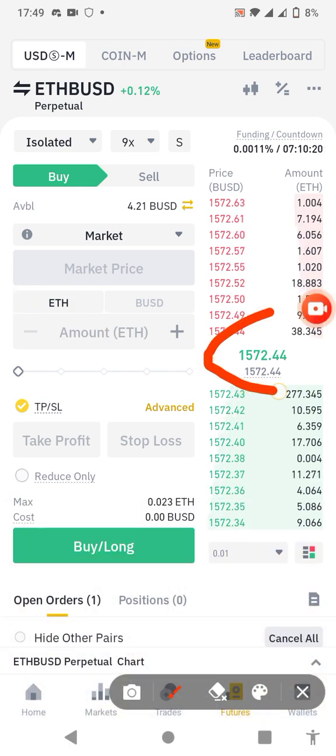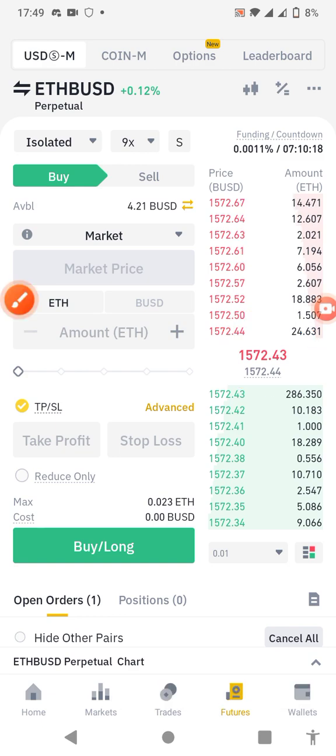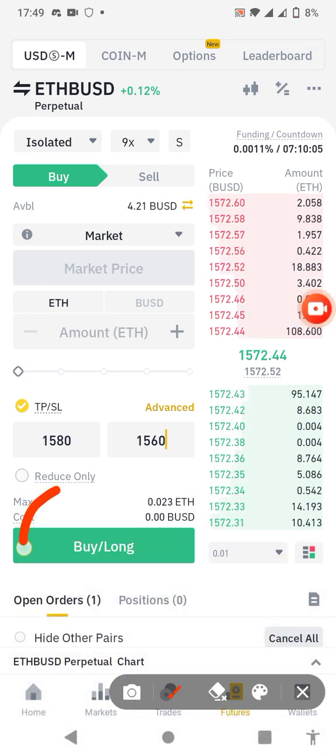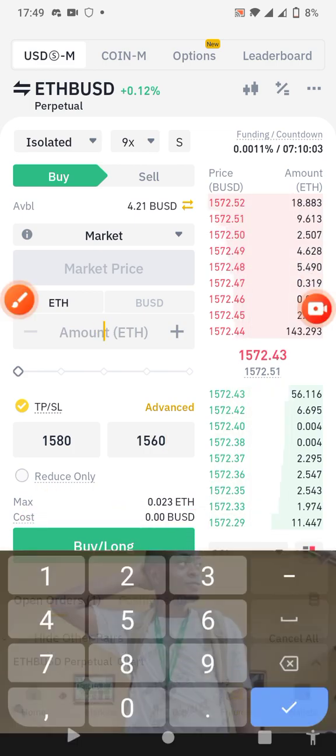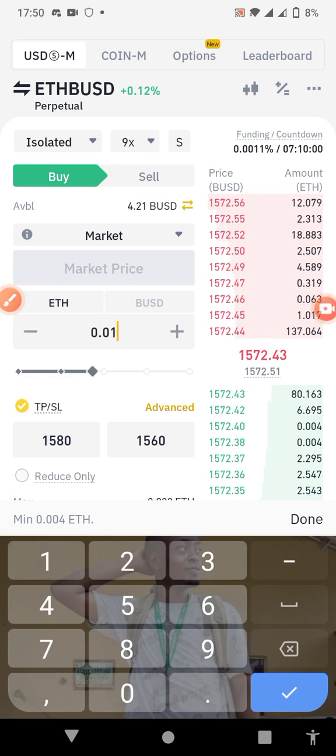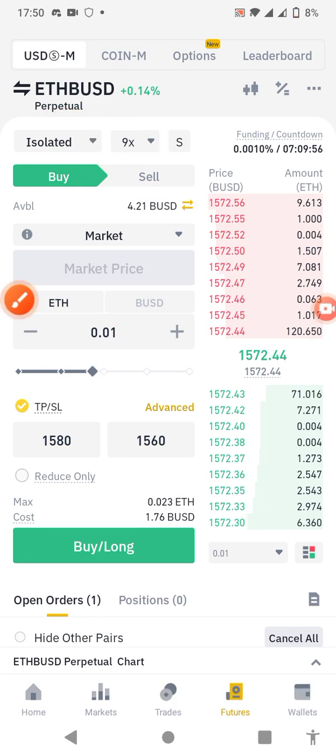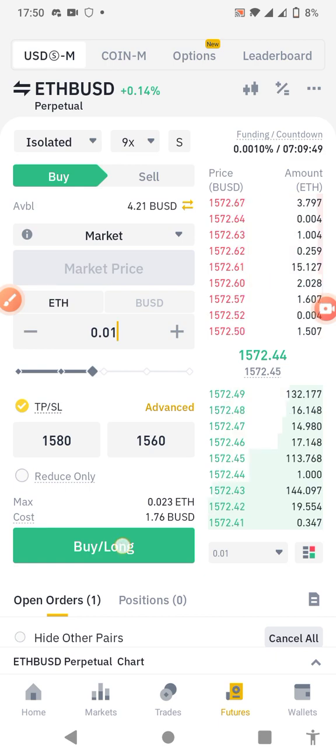it will activate the order immediately, and my stop loss will be the same. My take profit will be 1580. My stop loss will be 1560. So all you need to do now is to set the amount of Ethereum you want, 0.01. You can see my leverage is in check and my margin is in check. This trade can neither be a profit nor a loss because no analysis was done. I'm just using this as an example. So let me click on buy long.